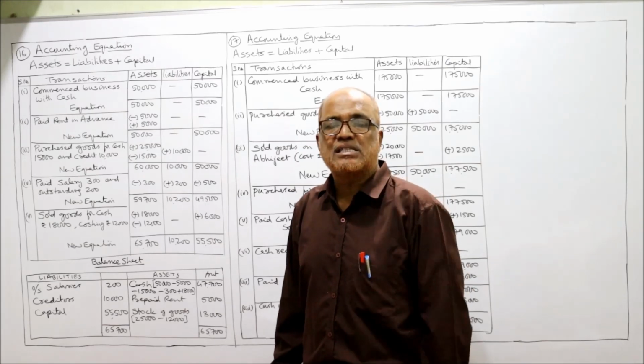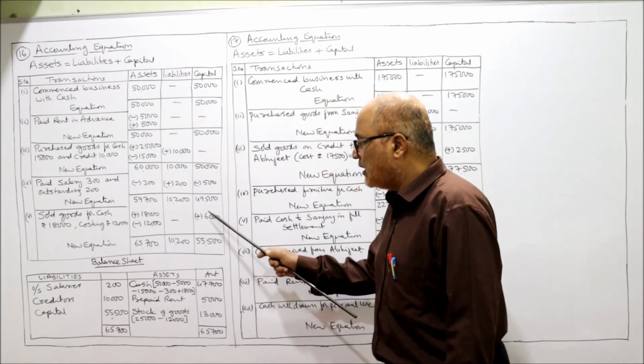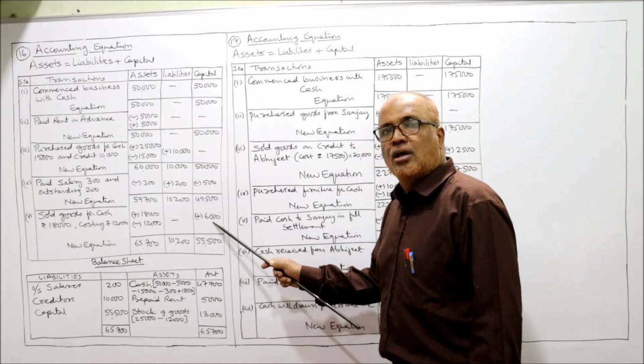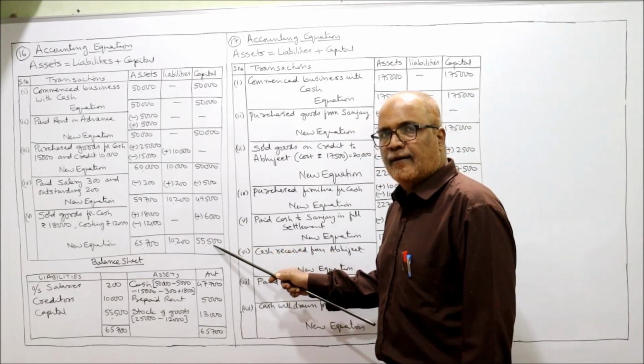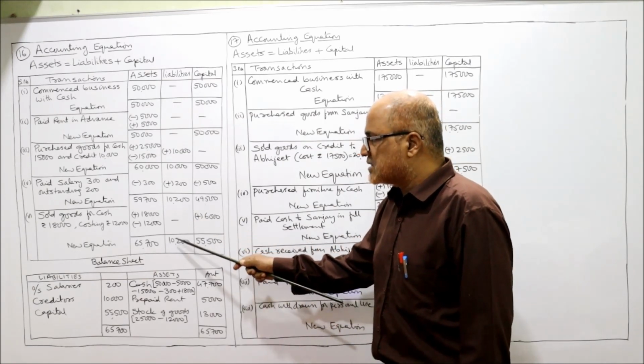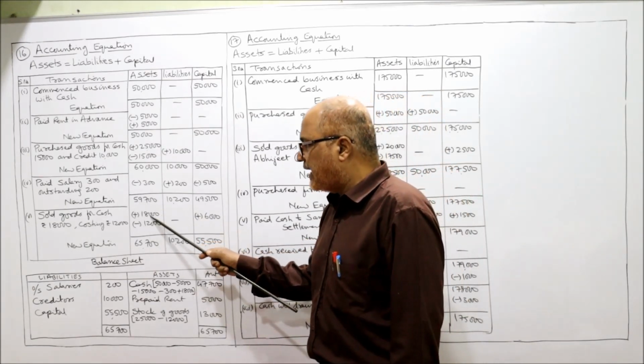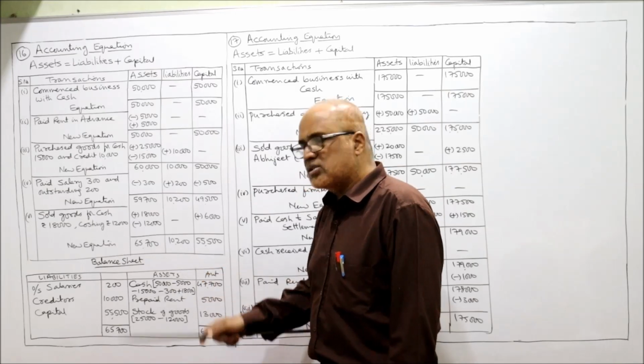And profit will increase the capital. So in capital account plus 6,000. Now we'll see the impact. 49,500 plus 6,000, 55,500. 10,200 as it is. 59,700 plus 18,000 minus 12,000, 65,700.